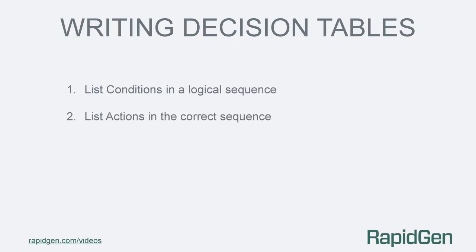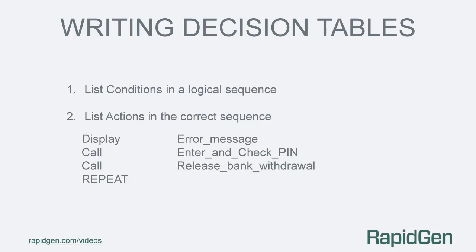The next thing is to list the actions we want performed in the correct order. So if you want something actioned before another thing, then it has to be higher in the list. For example, our actions are to display an appropriate error message, re-enter a PIN and check it, dispense the money from the ATM, and repeat the decision table. For a particular rule, if the repeat is actioned before the other actions, then what follows cannot be performed.